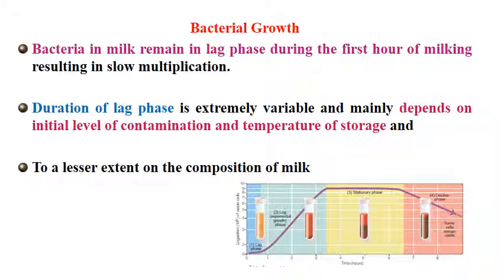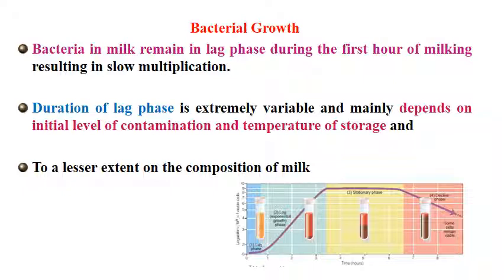The duration of the lag phase is extremely variable and mainly depends on the initial level of contamination and the temperature of storage. So how long this lag phase will be is variable, and that depends on the level of contamination, that is, how much microbial load there is at the beginning. That is a very important factor for the duration of the lag phase, and also the temperature at which the milk is being held. If the temperature is on the higher side, then the lag phase will be shorter and it will quickly go to the log phase.